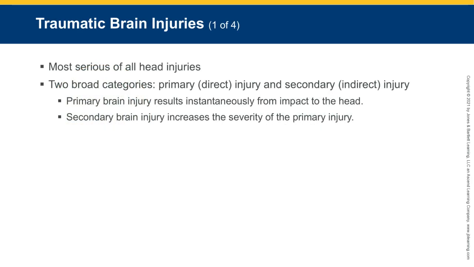Traumatic brain injuries, or TBIs, are among the most serious types of head injuries. They can be categorized as primary injuries, which occur at the moment of impact, and secondary injuries, which develop due to ongoing physiological changes, such as swelling, hypoxia, or bleeding.